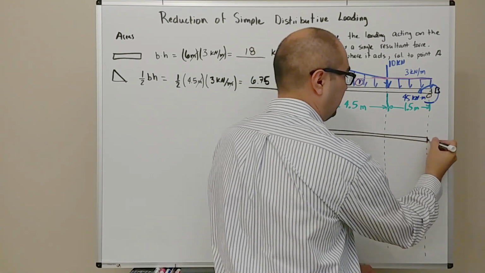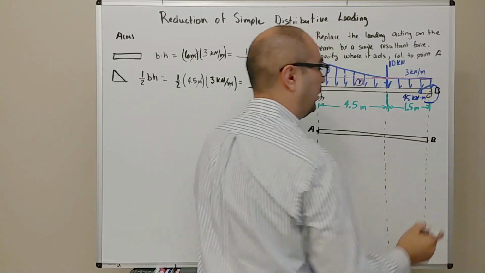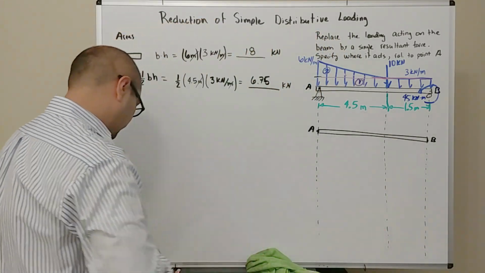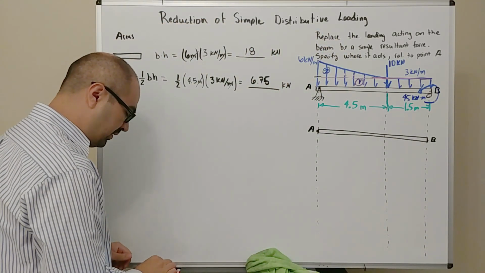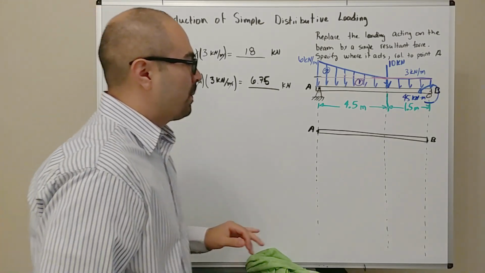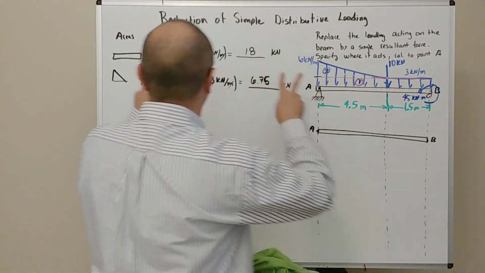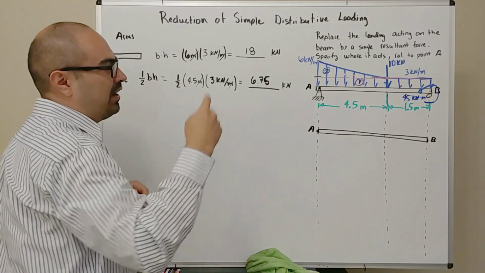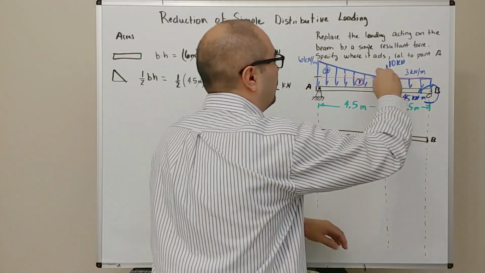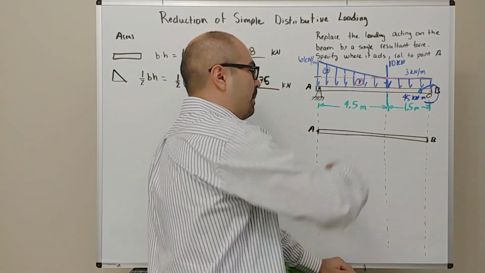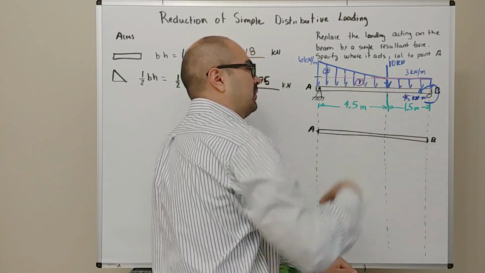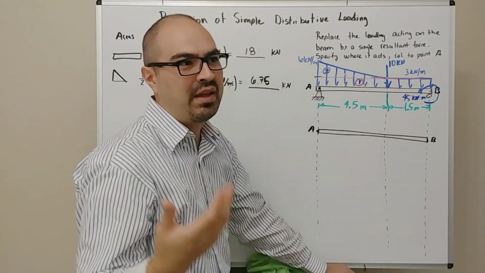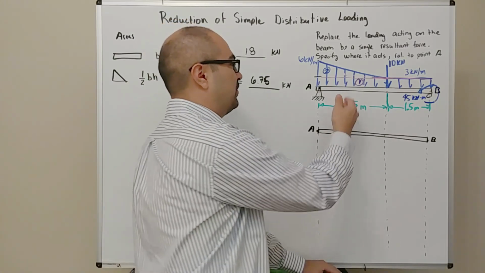That's point A. Over here is point B. If you remember from the previous video, when we calculate these areas, now we have the resultant, the same force as that distributed loading. And we want to place it on this beam over here, because the math that we know how to do is with the point loads.